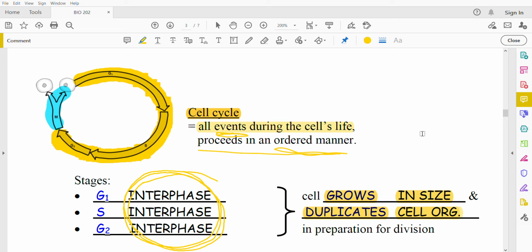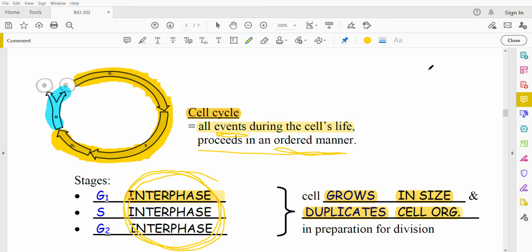And this interphase serves a purpose: the cell is growing bigger so that it can divide at the end of its cell cycle. At the end of its lifetime, the cell will divide into two. So that's the general gist of what interphase means. Interphase is this period of time during which the cell grows in size and also duplicates the cell organelles within it. There are different stages within the interphase, and we're going to have a look at those.